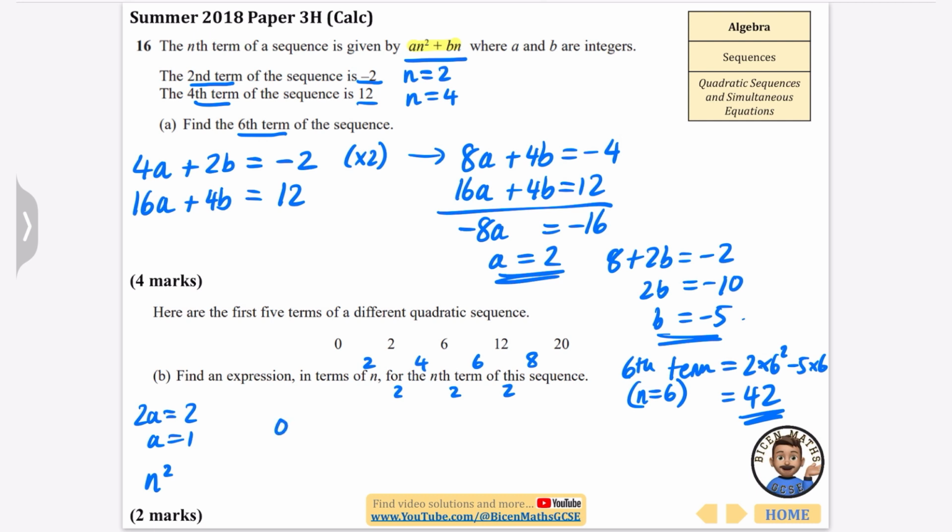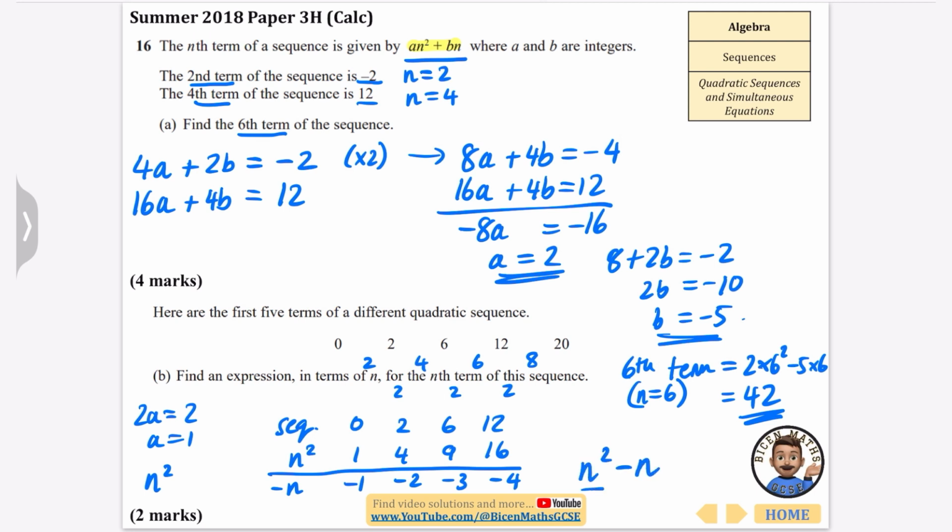So our sequence goes, really having to squeeze this in, it goes 0, 2, 6, 12. The n squared goes 1, 4, 9, 16. And when we subtract them, we'll see what we get. So 0 minus 1, 2 minus 4, 6 minus 9, 12 minus 16. Well, it's going down in ones, so it's minus n, and the previous one would have been a 0. So it's actually just going to be n squared minus n for the nth term.